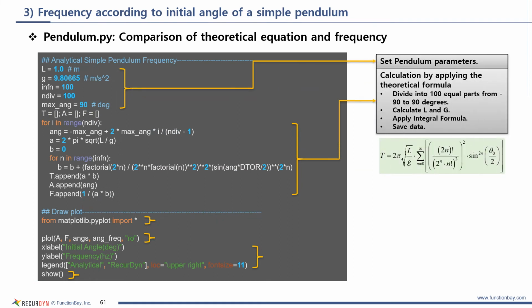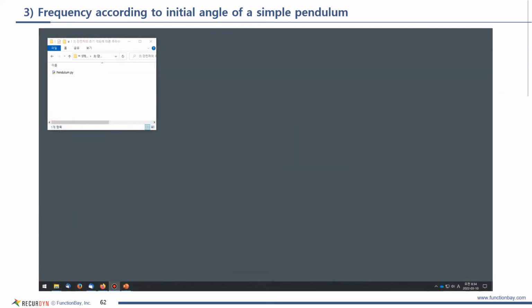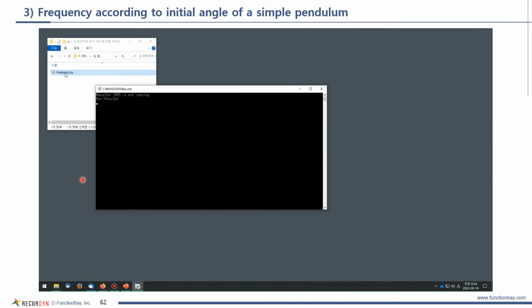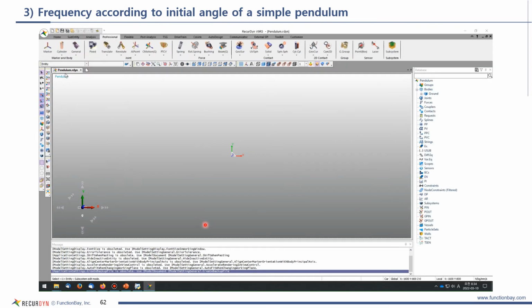Here is the code to calculate the theoretical frequency of a simple pendulum. The frequency calculation includes an infinite loop of factorial calculation, but it can be calculated in a finite way. Finally, compare the frequency calculated by the simulation with the theoretical frequency. Here is the comparison process between the simulation results and the theoretical frequencies of the single pendulum. Run RecurDyn, create a pendulum model, and then perform design study.